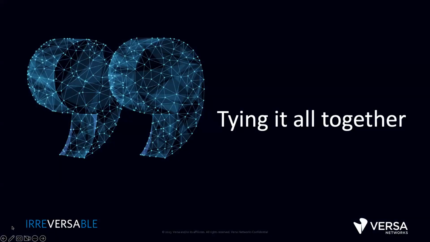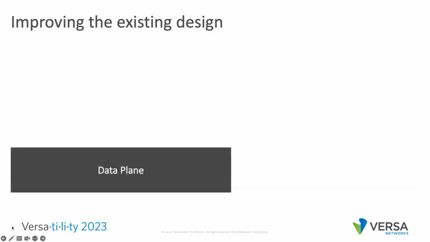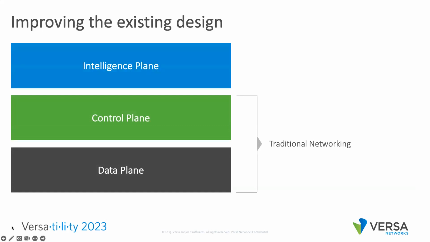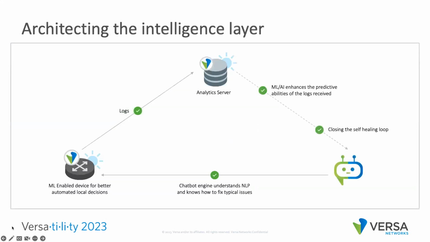Now let's tie it all together. What we know is when we started, we all had a data plane, and suddenly with the software-defined movement, we had a separate control plane, and that became the pillars of traditional networking. Now, what we have done is we have introduced an intelligence plane where we are using the existing knowledge which is outside the control plane, prediction and insights to affect what the control plane does to affect the data in the data plane, right?